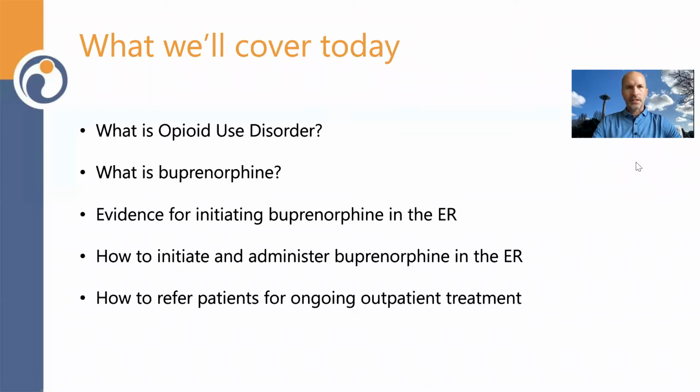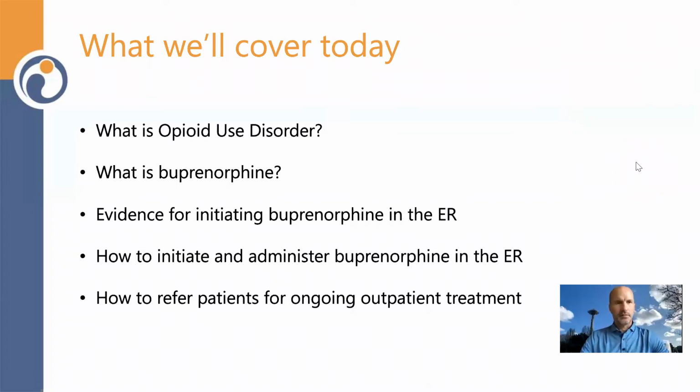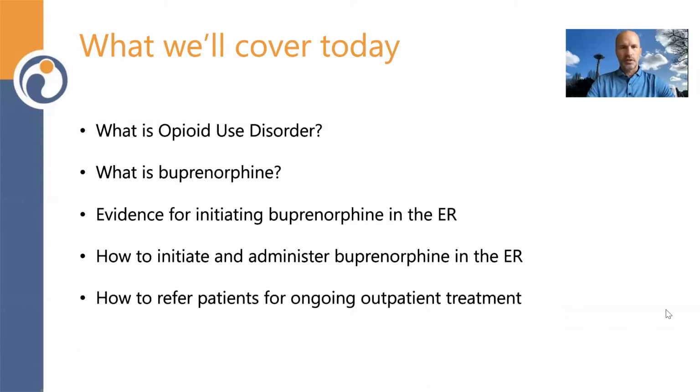So what we plan on covering today is, number one, what is opioid use disorder and what are the criteria to diagnose it? Number two, what is buprenorphine and maybe some of the other medications that are used to treat opioid use disorder? Some of the evidence for initiating buprenorphine in the emergency room, and how to initiate and administer buprenorphine in the emergency room, and also how to refer patients for ongoing outpatient treatment once you've treated them within the emergency room.